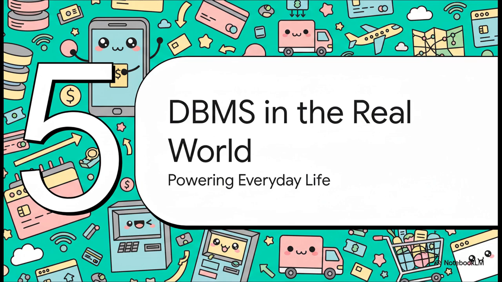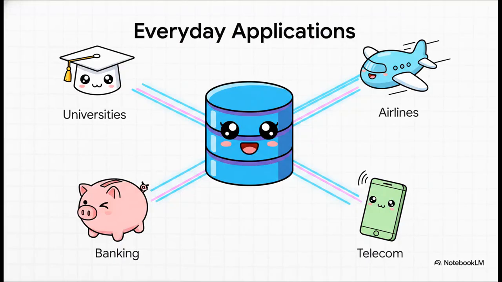Section 5. DBMS in the real world. Powering everyday life. We've talked a lot about the theory and the history. But the truth is, you rely on a DBMS constantly. Universities use them to track your grades. Airlines, which, fun fact, were actually some of the very first to use geographically distributed databases. They rely on them so someone in Tokyo and someone in New York don't book the exact same seat. Banking uses them for everything from your car loan to high-speed automated stock trading. And telecom companies use them to track millions of split-second phone calls and data balances.